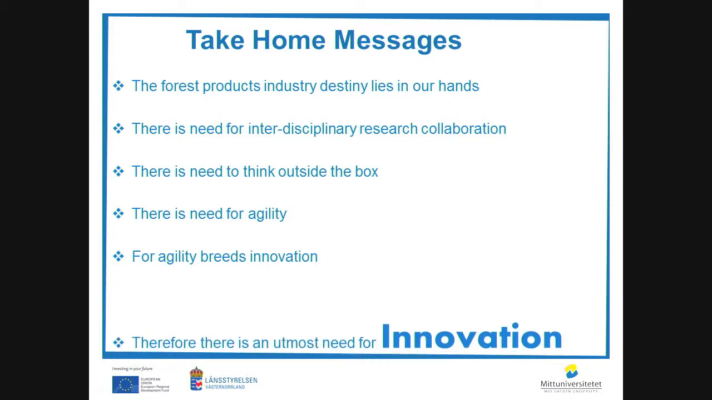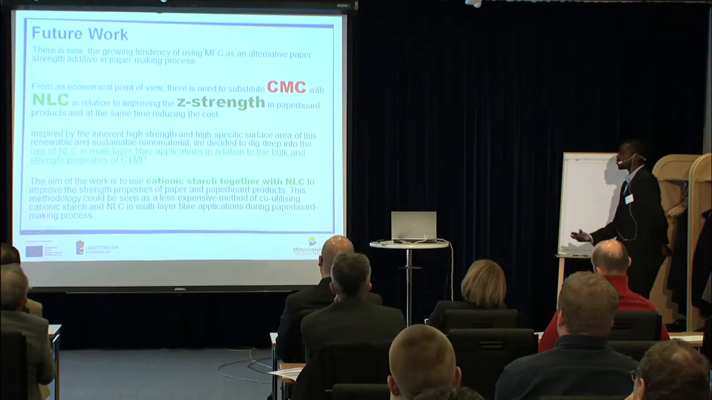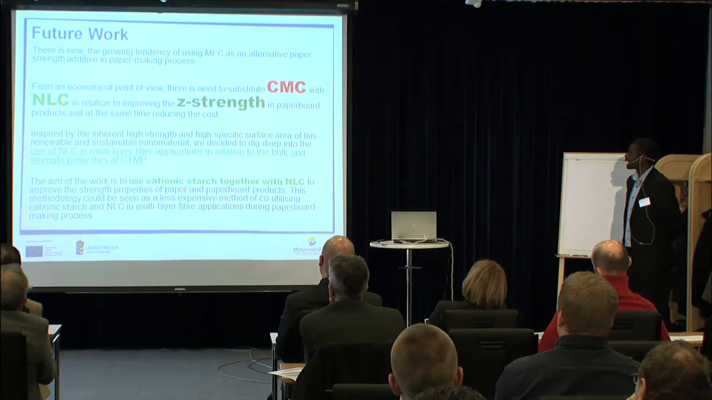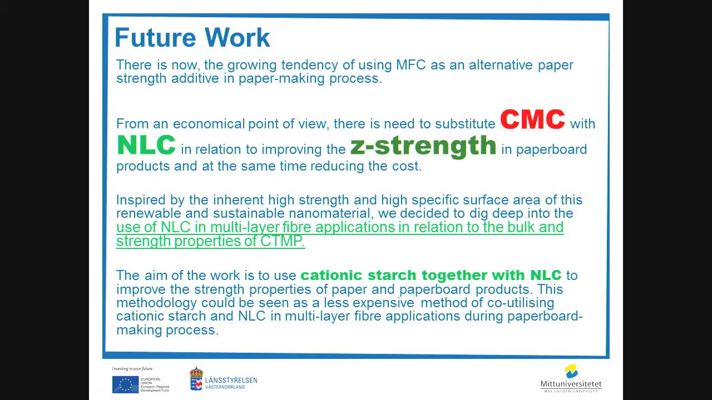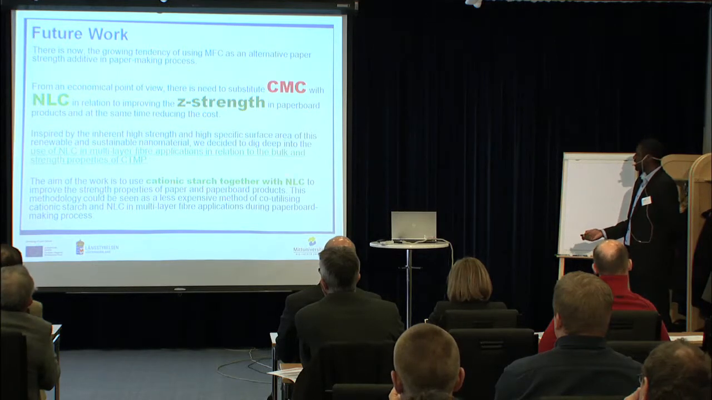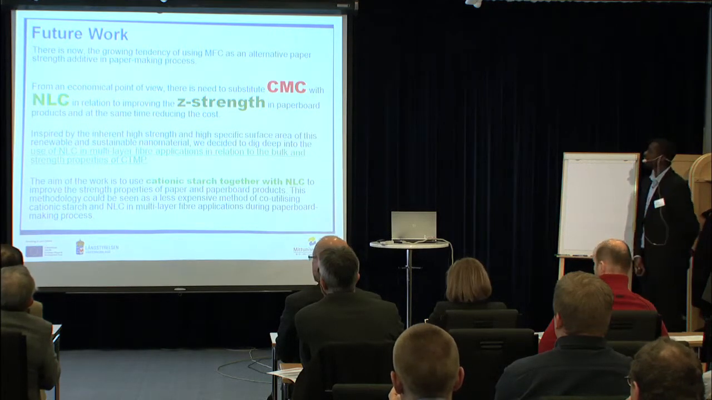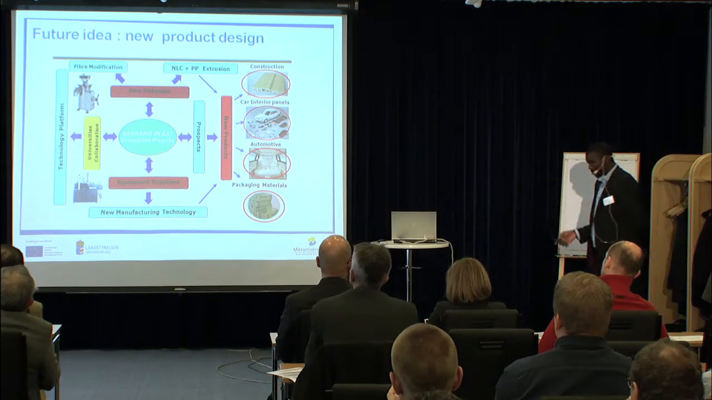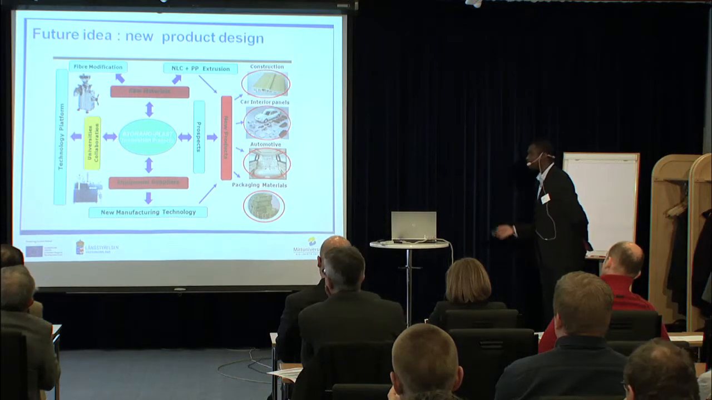Now I go to what I'm going to do next in my PhD. There is need to use NFC as a strength additive in paper material. But from an economical point of view, there is need to also substitute CMC, which is carboxymethylated cellulose, with our own traditional nanocellulose produced at Mid-Sweden University, known as NLC, to improve the Z strength in packaging material or in multi-layer applications. Our main idea is to use cationic starch and NLC to improve the Z strength in paper material. And also I try to show this future idea that we can use this research, not explained here.